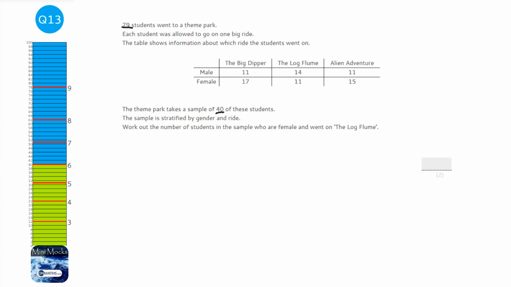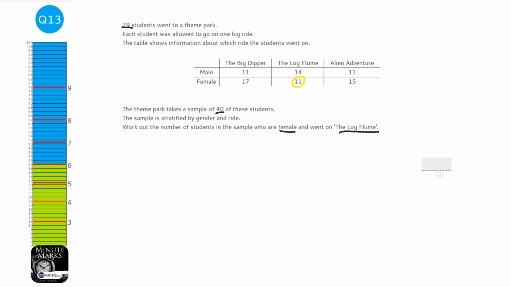So we're only going to ask 40, but we want to make sure that we ask the people in the same proportions of male and female and the same proportions of who went on what ride. So we're looking at this one, which is the 11, because it says female who went on the log flume, and 11 people did. Now it's 11 people out of the 79, but we want a sample of 40. We're not looking to ask all 79, so we're not looking to ask all 11 of those people.